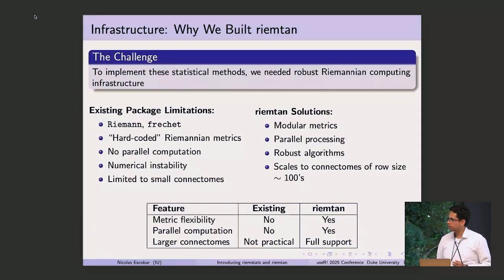And the other big problem that they have is that they're all serial, right? And we thought that we should do parallel things because connectomes are very high dimensional, and so any computation takes a long time. And so if we can do things in parallel, that would be better. So that's why we decided to also mess with the one sample things, and that's what riemmtan is all about.